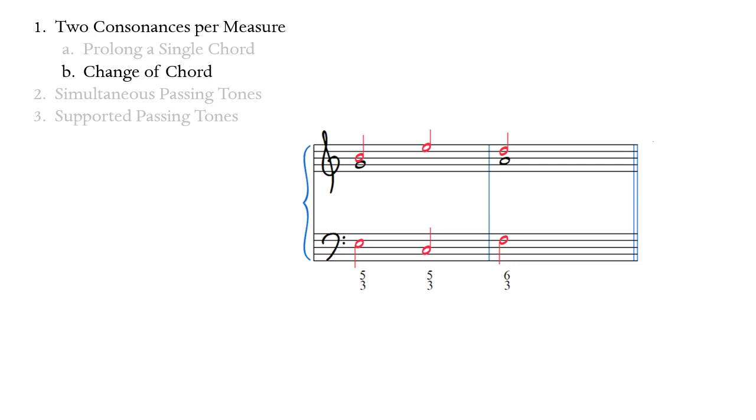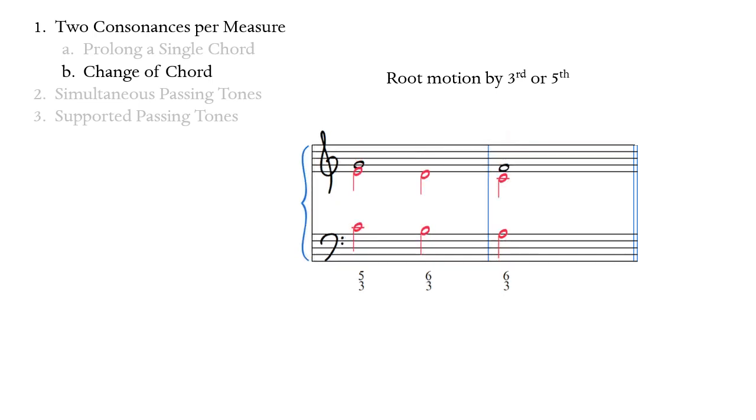Therefore, if we change chord from downbeat to upbeat, the triads will always be related to one another in root motion by third or by fifth. This example shows root motion by third, but we can also construct an example with root motion by fifth. Here we see the Cantus firmus G is the fifth of a C major triad on the downbeat, and becomes the root of a G major triad on the upbeat. This is all just another way of saying that root motion by third or by fifth is guaranteed between any two triads that share a common tone.